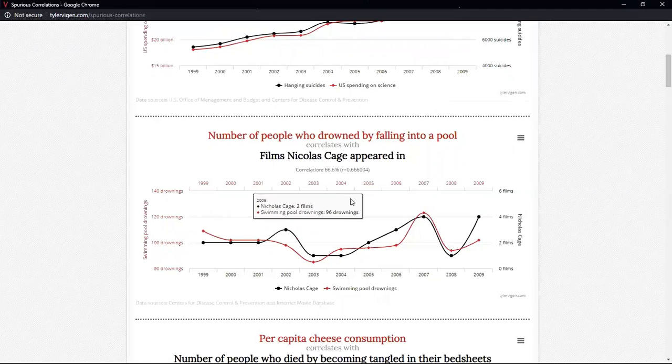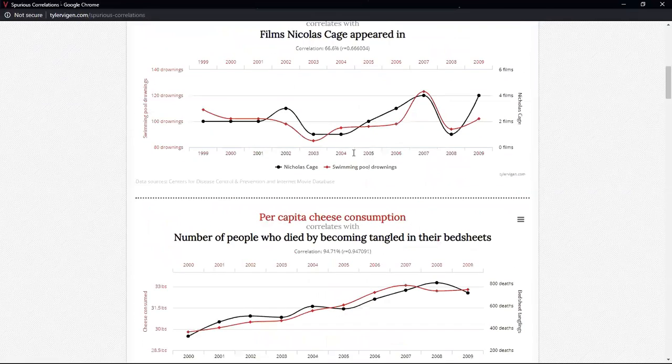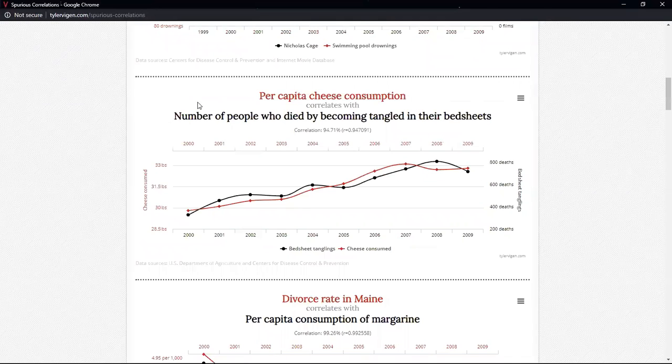The link that I clicked actually said spurious in the title. Per capita cheese consumption versus number of people who've died by becoming tangled in their bed sheets. First of all, I bet you're really surprised at how many people die by becoming tangled in their bed sheets. Oh my, that sounds terrible. Please don't sleep in bed sheets. There's your problem. Tangled in their bed sheets.